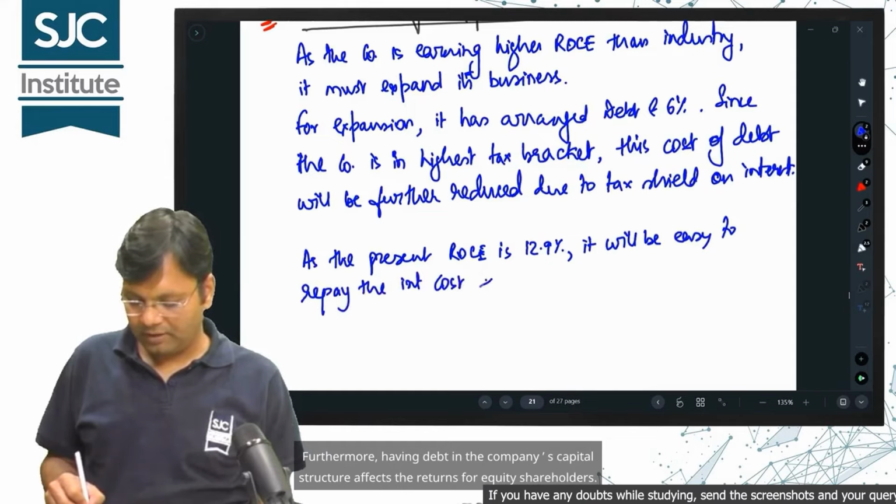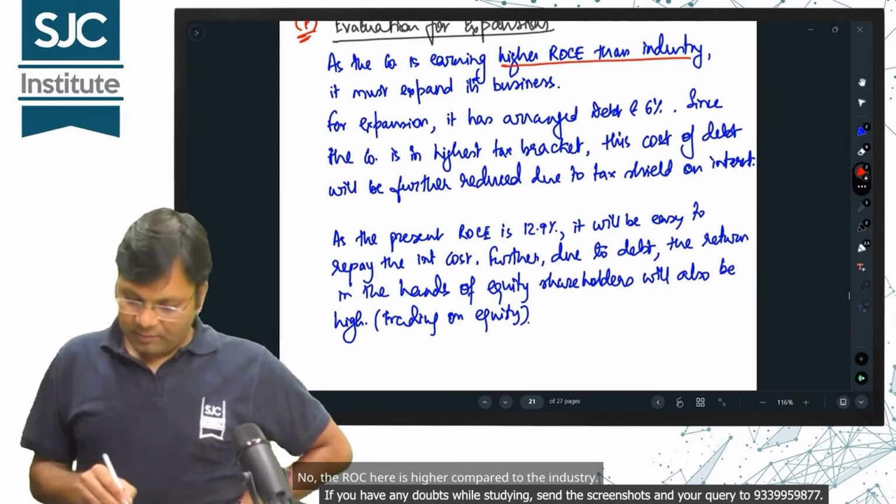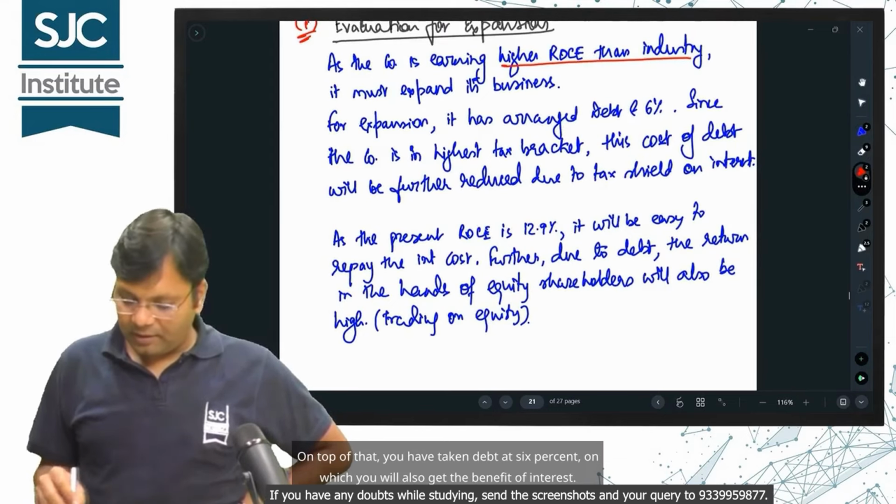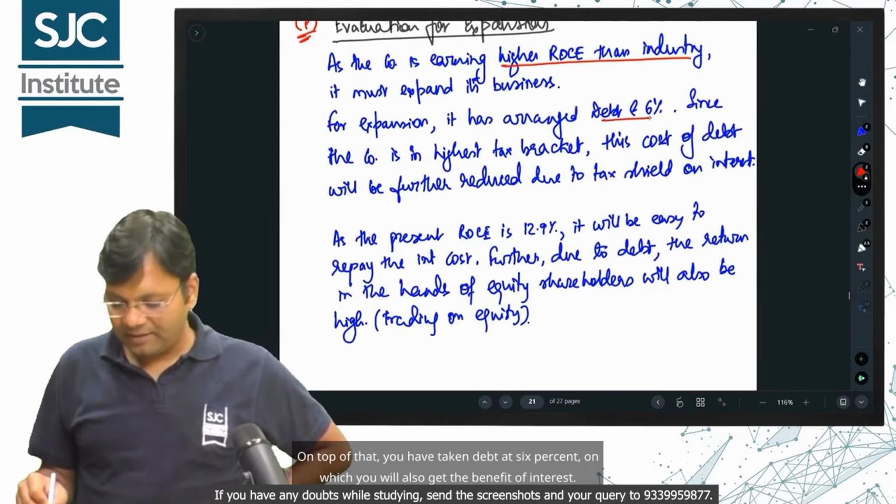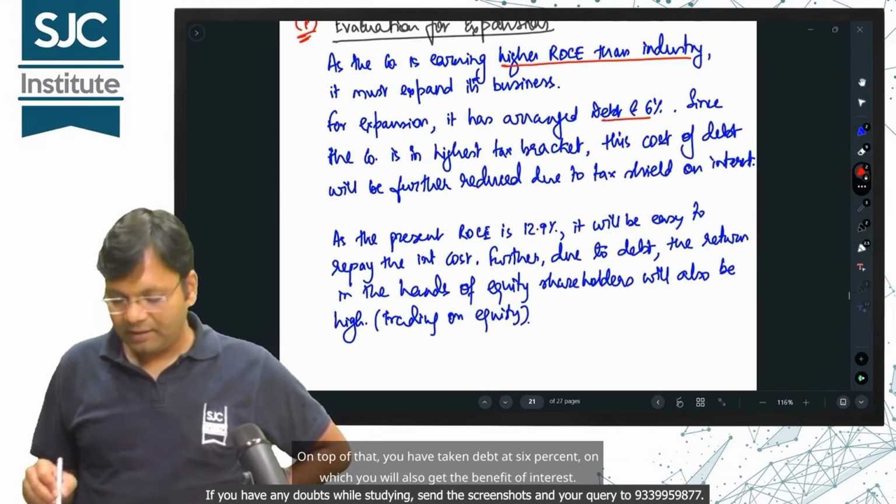So, how did we write that the company should expand? The ROCE here is higher compared to the industry. On top of that, you have taken debt at 6%, on which you will also get the benefit of interest. The ROCE is 12.9%, so you will easily be able to pay the interest, and by taking debt, your equity shareholders will also get higher returns due to the concept of trading on equity.